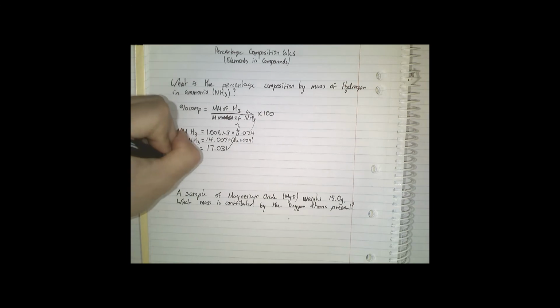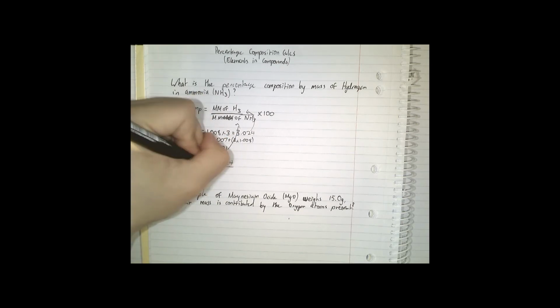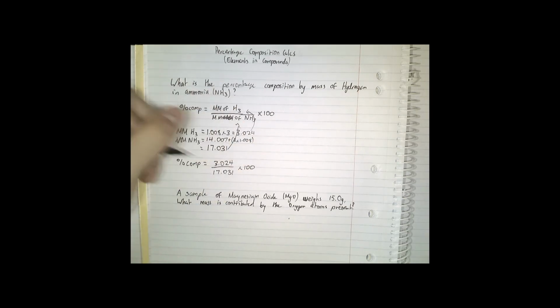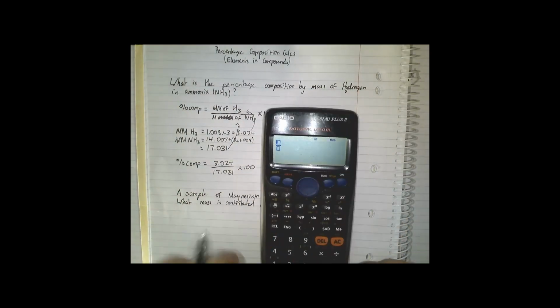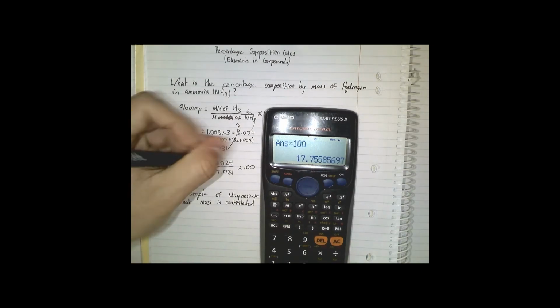So the percentage composition of hydrogen in ammonia can be calculated to be 3.024 divided by 17.031 times 100. So let's do that now. So I'm going to make a fraction, 3.024, all divided by 17.031. And that's this number here, which isn't the best percentage. So we're going to times by 100 so that we convert from a decimal to a percentage.